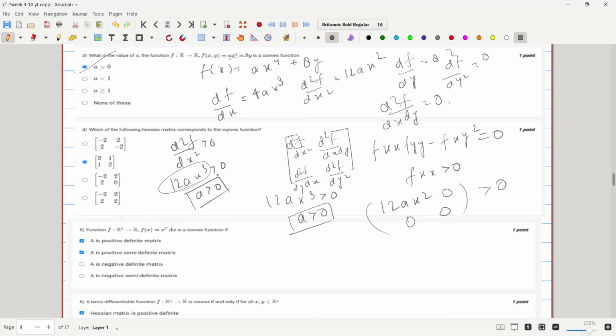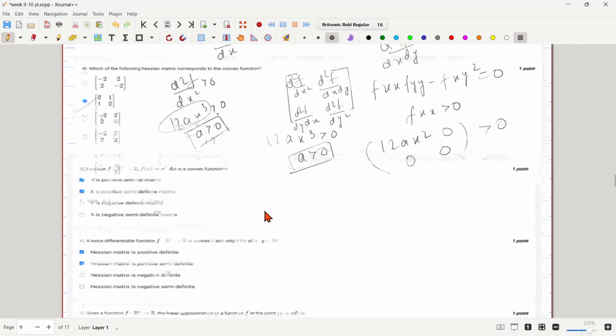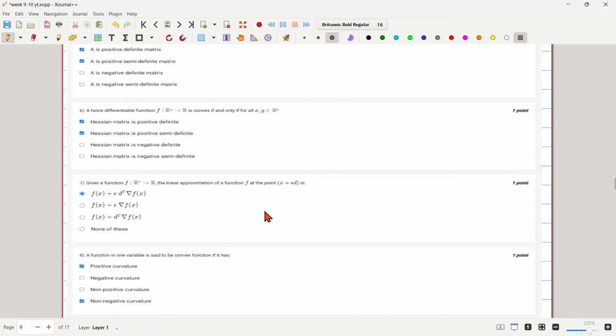Which of the following is a Hessian matrix corresponding to a convex function? The function is convex when the determinant is greater than or equal to 0. So only this function has a determinant which is greater than or equal to 0. Okay.